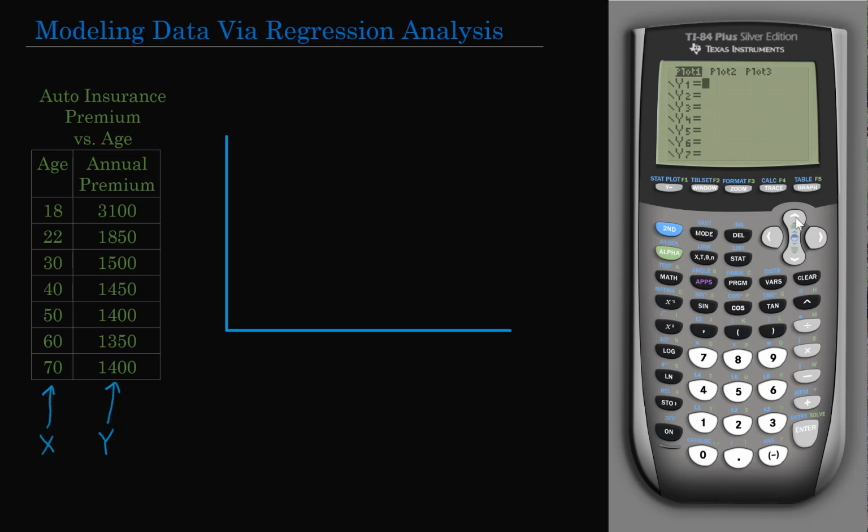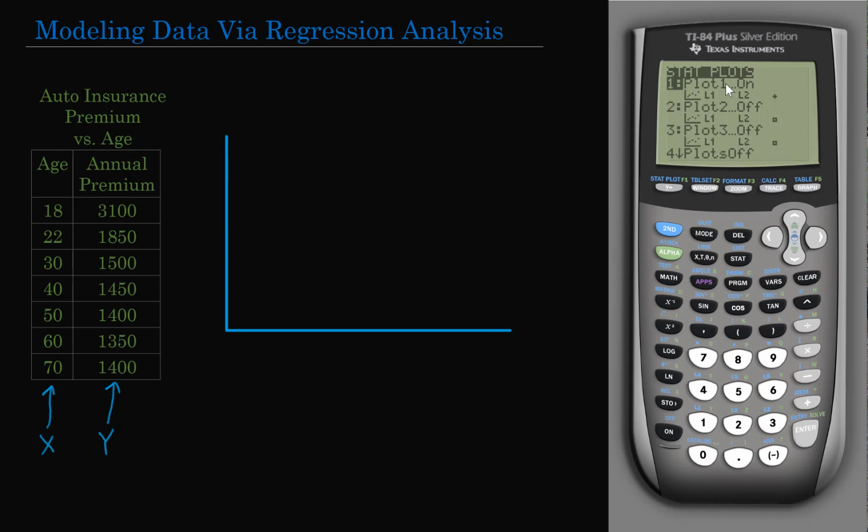Then with the up arrow, I'm going to move up and I want to make sure that plot 1 is highlighted. Notice right now plot 2 and plot 3 are not highlighted, but plot 1 is darkened or highlighted. If plot 1 is not highlighted, move the blinking cursor over to plot 1 and press enter. That will cause it to be highlighted. What that means is the calculator is looking to plot data based on what is in plot 1. Now we're going to have to set this up. So the next thing we're going to do is second y equals, which is stat plot.